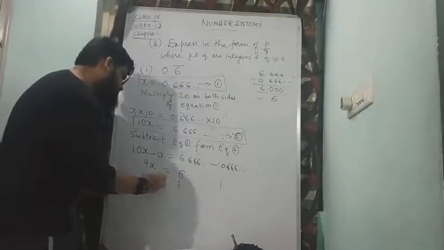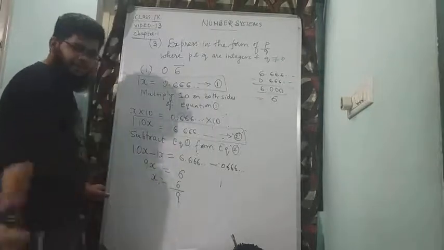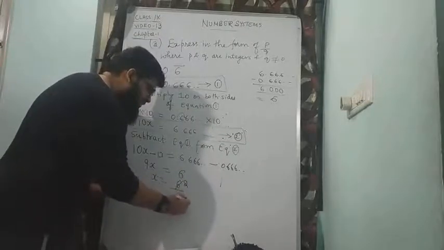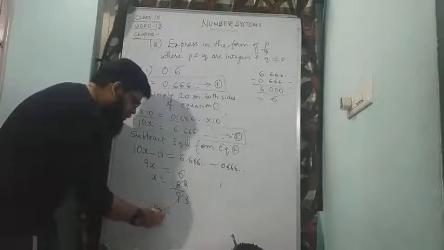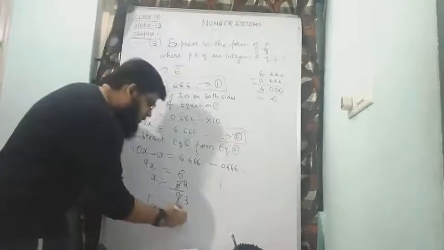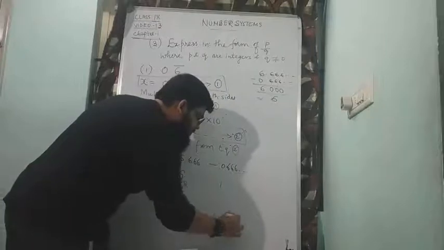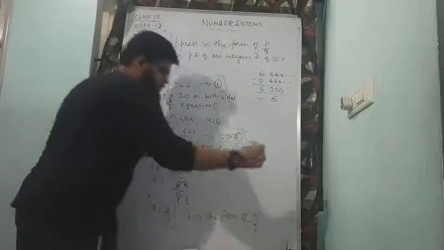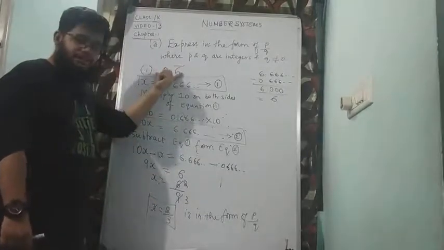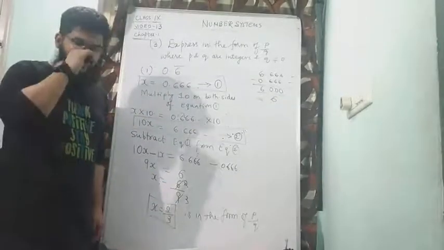x is equal to 6 by 9. When you shift multiplication to the other side, it becomes divided by 9. If you simplify more with the table of 3, 3 2s are 6, 3 3s are 9. So the value of x is 2 by 3. Now don't you think 2 by 3 is in the form of p by q? This we were supposed to prove. We were supposed to prove that this decimal number that was given to us is in the form of p by q. Let us quickly recall the steps.